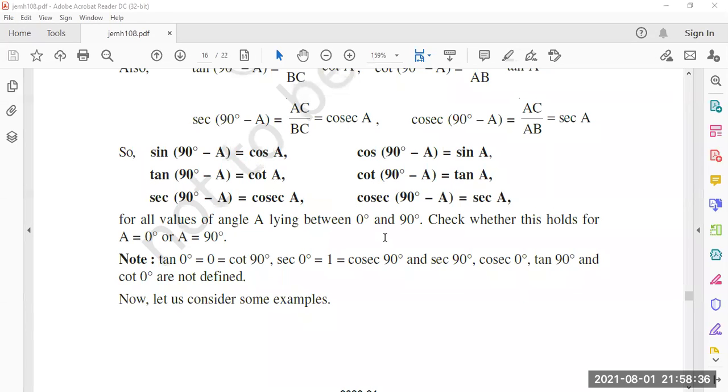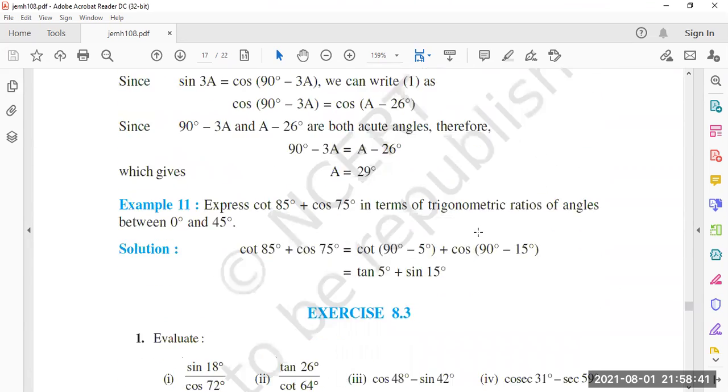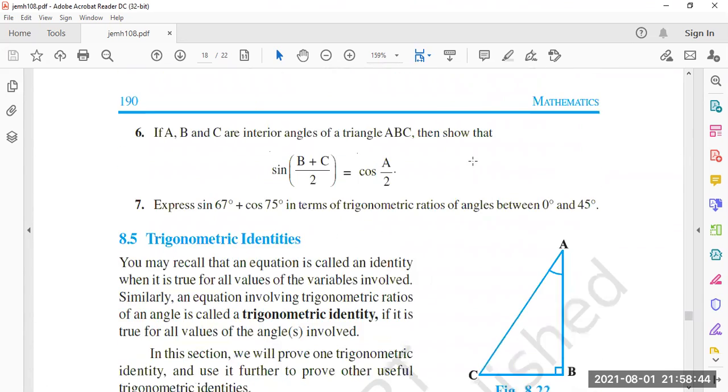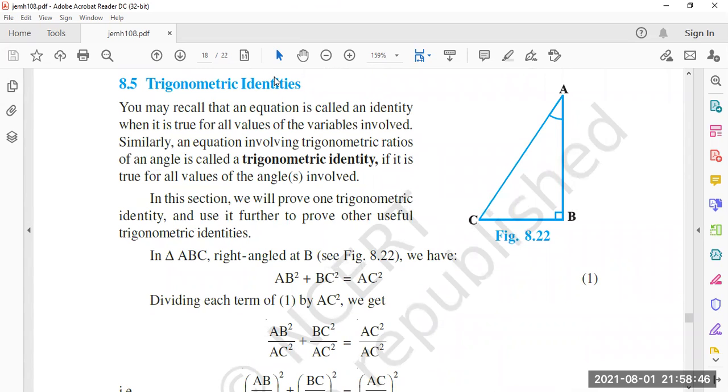Now we move to another concept, that is trigonometric identities. The moment you see this word identities, you might immediately remember certain identities which you had studied in your lower classes, I mean in the 9th standard, 8th standard, 7th standard. What are those identities? Yes, whatever you are thinking, that is right. The identities which we had studied are algebraic identities.